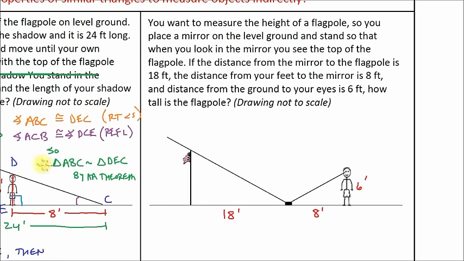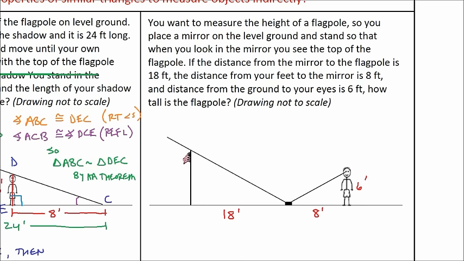Notice now, like the other one we were measuring from the top of our head, now we're measuring from our eyes because we have to look in the mirror, so that's the height we're using for this triangle, the height of our eyes, and that's 6 feet. How tall is the flagpole? Again, the drawing is not to scale. Well, before we can actually use these triangles to find the height of the flagpole, we have to prove that these two triangles are similar.